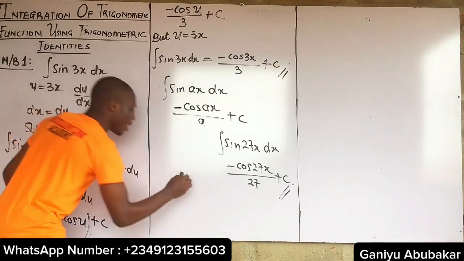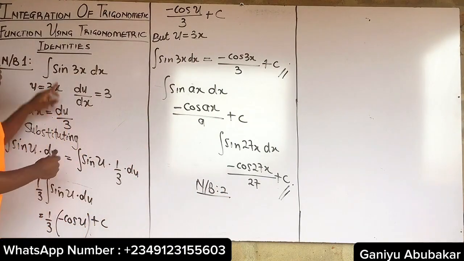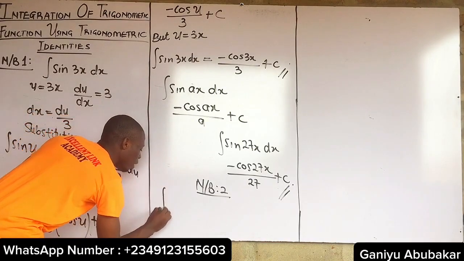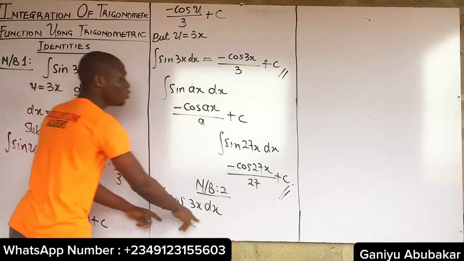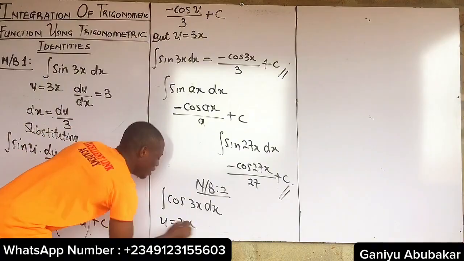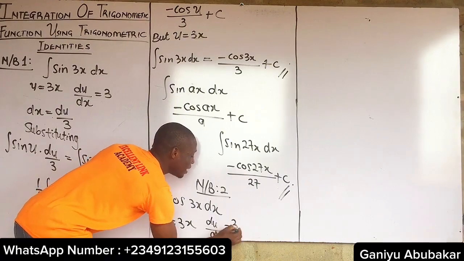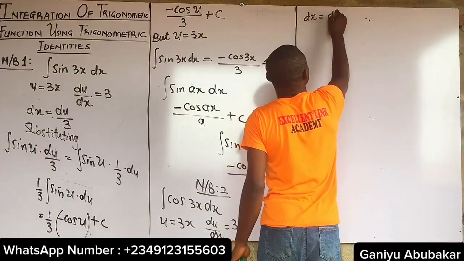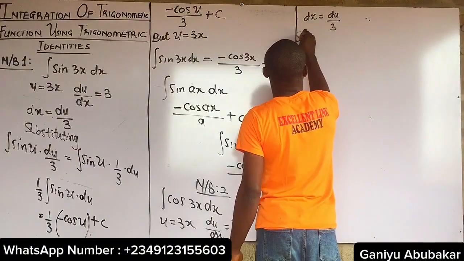What about the second task? Note number 2. This one here is for sine. The same thing applies for cos. If I have the integral of cos 3x dx, how do you integrate this? First task again, call this u is 3x. If I differentiate with respect to x, I'll have du over dx as 3. Make x the subject. So dx now is equal to du all over 3. At this point, what's your next task? Substituting.